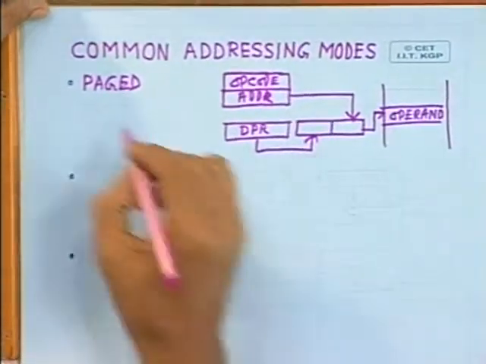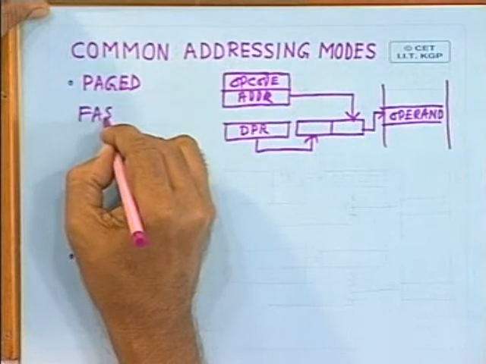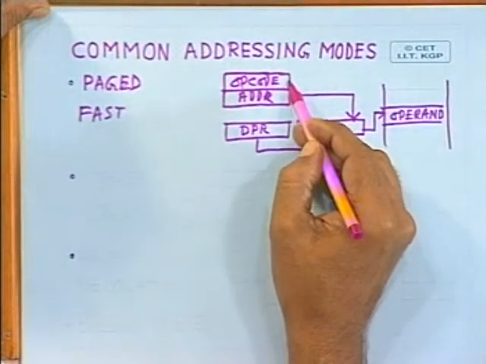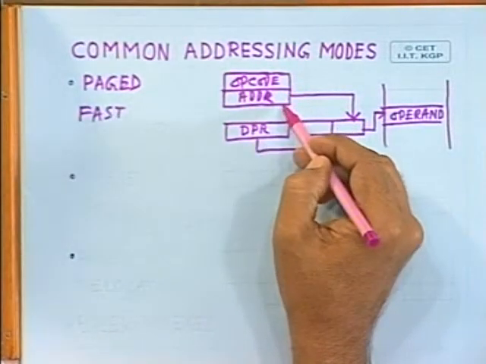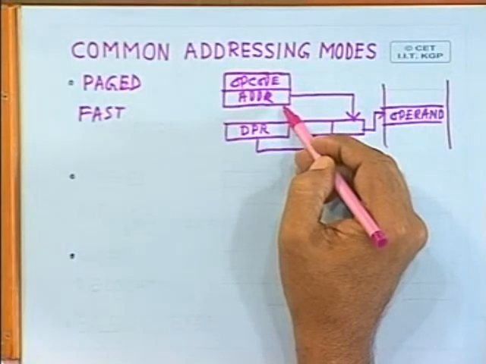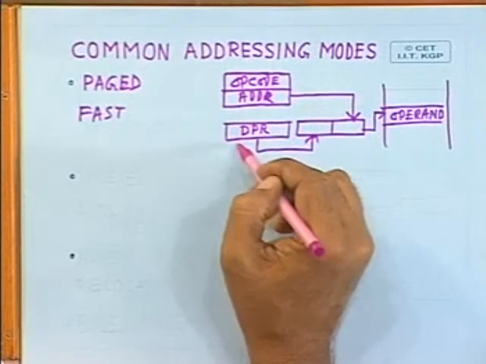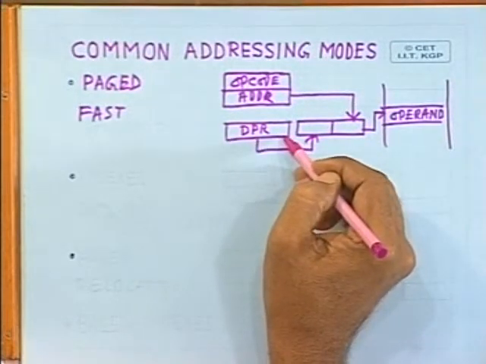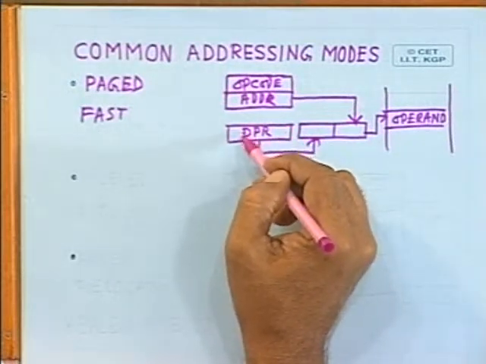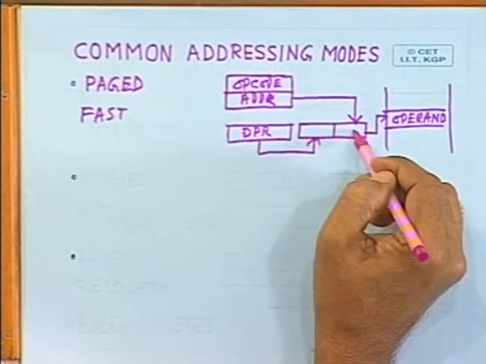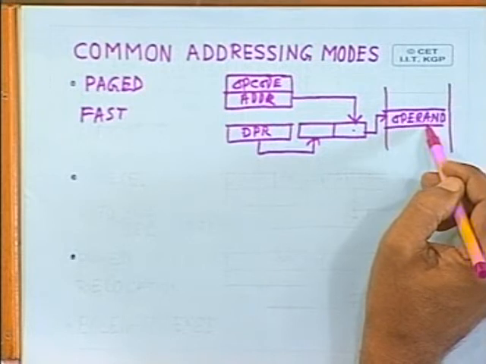Obviously, this is very fast. It is fast because you require only one byte to be read from main memory to get the address, and the direct page register is always part of the CPU. So you immediately get it, and in the next cycle you can generate the address to get the operand.